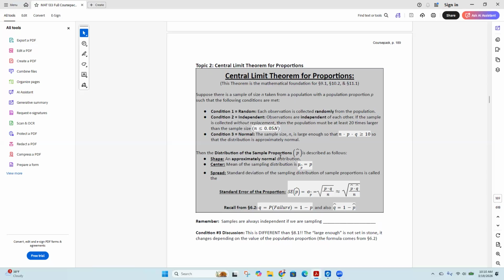Anyway, the central limit theorem for proportions, as I said, is very similar to the central limit theorem for means. There are only two differences. One is on the normal part. You can't just say n has to be bigger than 30. That doesn't work anymore, because even if your sample size is bigger than 30, even if it's like 100, but your probability is tiny, then that sample size will not work.